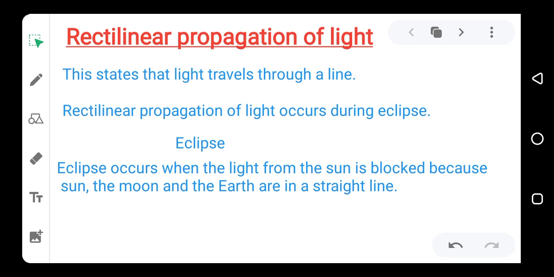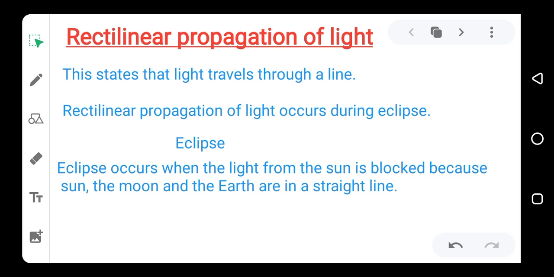We observe rectilinear propagation of light naturally during what we call eclipse. There is a natural phenomenon that we call eclipse. We have different eclipses and we are going to study them. Now, eclipse simply means the alignment of sun, moon, and earth. When the sun, the moon, and earth line up in a straight line, it results in what we call eclipse. During an eclipse, the light from the sun is being prevented from getting either to the earth or to the moon.